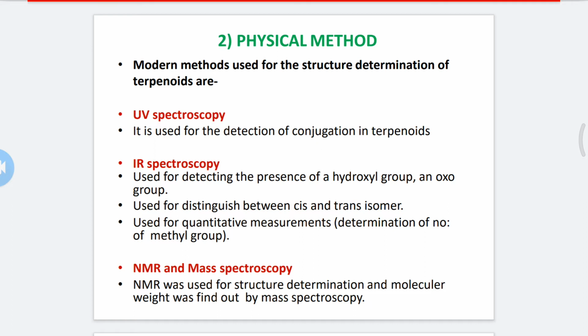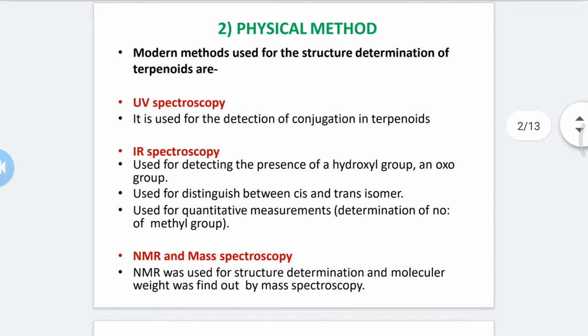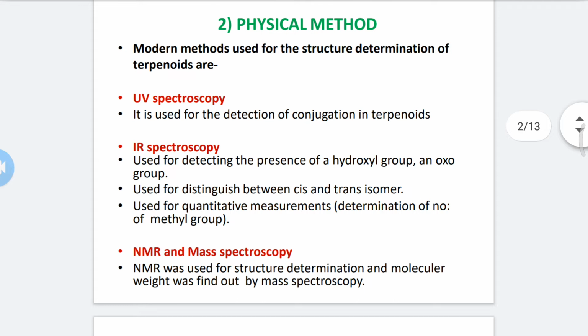It can also distinguish between cis and trans isomers in terpenoids. IR is also used for qualitative measurement to determine the number of methyl groups present. Next is the NMR technique, which we use for structure determination, such as the hydrogen environment in the molecule. Next is mass spectroscopy, used to find the molecular weight. So these four techniques are used for structure determination of terpenoids.